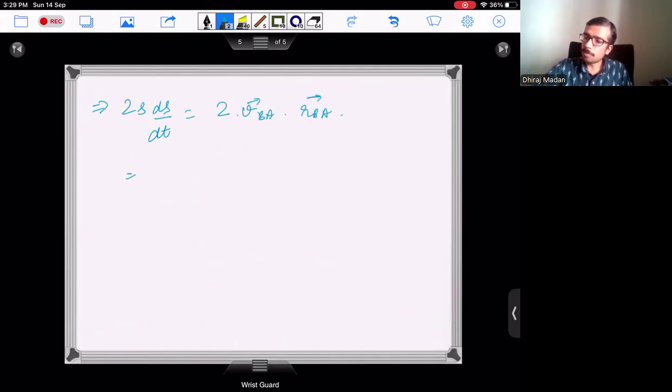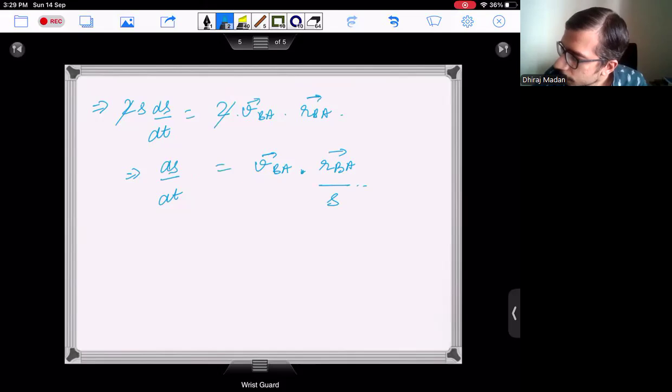So now, we can always cancel away 2, but what we get is that ds by dt now equals VBA dot RBA over S. So now what we get is VBA dotted with RBA over S, right? Now S is essentially the mod of RBA by definition.